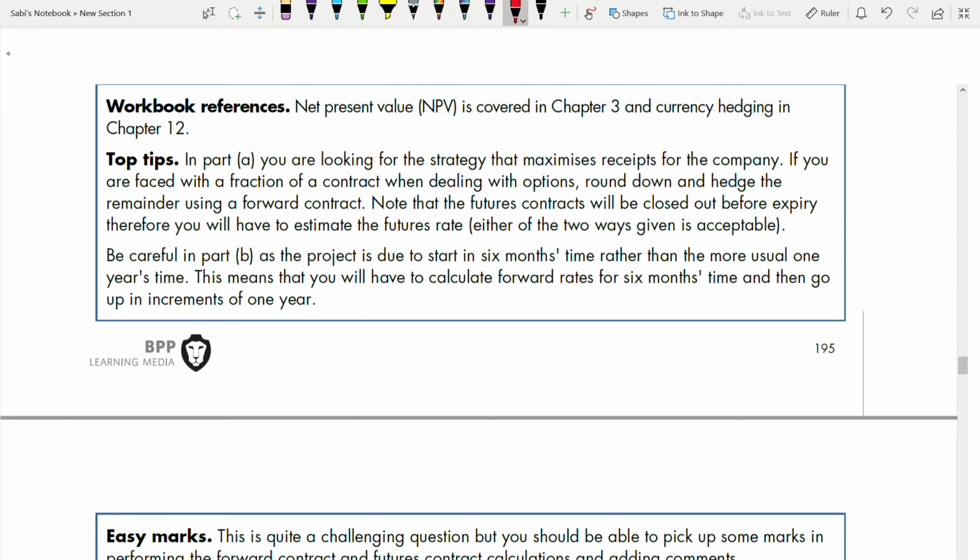If you are looking for the strategy that maximizes receipts, if you are faced with a fraction of a contract when dealing with options, round down and hedge the remainder using forward. Note that the future will be closed out before expiry. Either of the two ways given is acceptable. Part B, the project is due to start in 6 months' time rather than the more usual 1 year's time. This means that you have to calculate the forward rate for 6 months' time and go up in increments of 1 year.